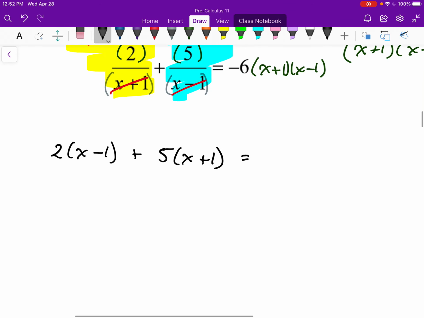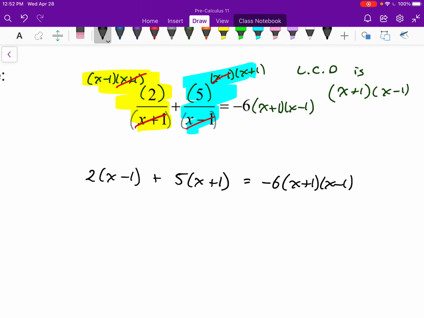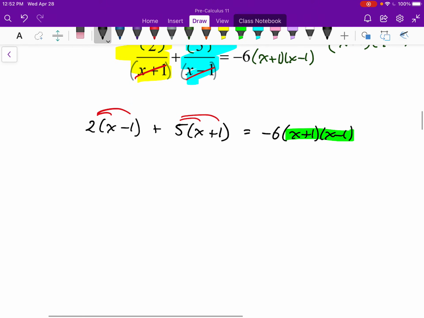That's OK. So I have negative 6 times x plus 1 times x minus 1. And yeah, I don't have any denominators left, which means I can do a few things. I can distribute these. And here, I would actually just first write x plus 1 times x minus 1 as a difference of squares, and then I distribute the negative 6. So I get 2x minus 2 plus 5x plus 5 on the left-hand side. On the right-hand side, again, I can distribute the negative 6 if I want, but I would rather do this first.